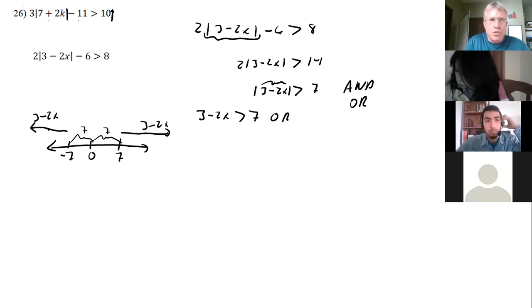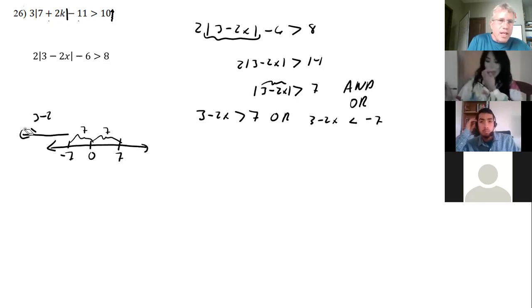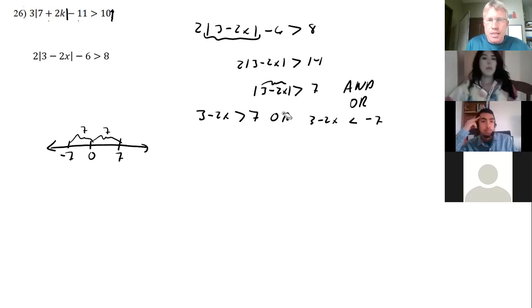So this is an or situation. I either need to be bigger than 7, or I need to be to the left of, or less than, negative 7. 3 minus 2x could be less than negative 7, meaning I'm going this way. Greater than positive 7 means I'm going this way. And it's an or because I can't be bigger than 7 and less than negative 7 at the same time. So if I connect it with the word and, it doesn't make any sense.